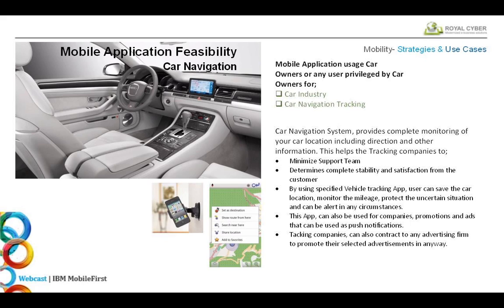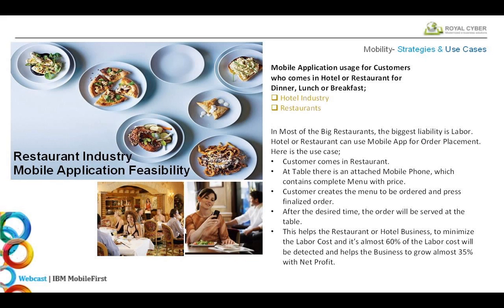This type of mobile application for hotels and restaurants is much dedicated to the customers who come in hotels and restaurants for dinner, lunch, or breakfast. In most of the big restaurants, the biggest liability is labor. Hotels or restaurants can use a mobile app for order placements.